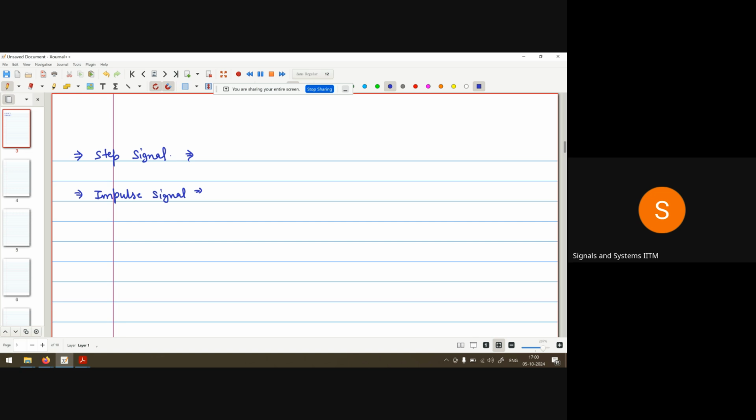What is the relation between these three signals? So step signal is u of t is 1 for t greater than or equal to 0, and 0 otherwise. Okay, good. What is the impulse signal? Yes, impulse signal delta t.